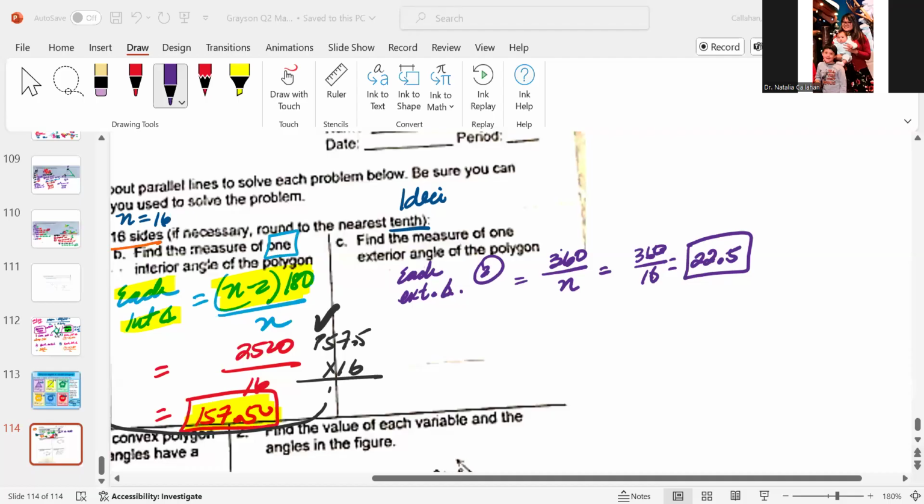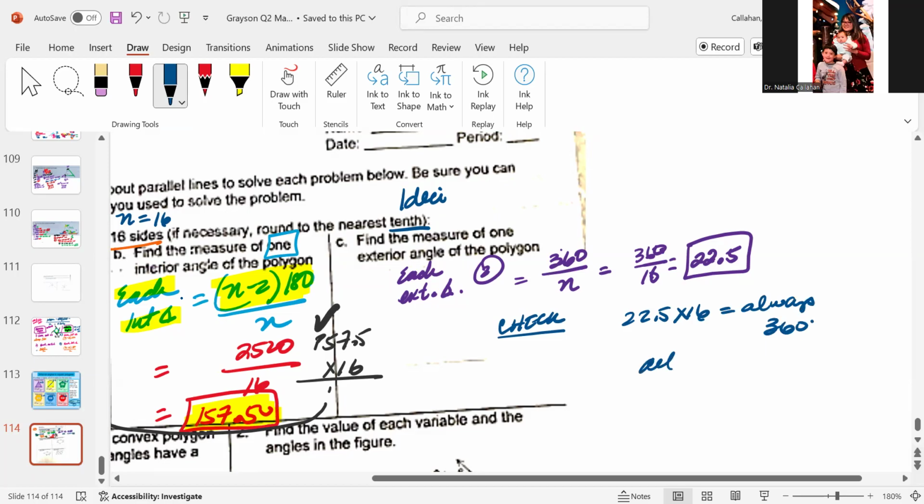All right, so that is your answer. So if we were to check this, how will you check this? 22.5 times... Which is always going to be what? Yeah, because the sum of exterior angles is always 360. It doesn't matter if it's a triangle, a rectangle, something that has 20 sides, it's always 360. Because remember, the more sides I have, the smaller the alpha angle is, right? Okay. All right, next one.